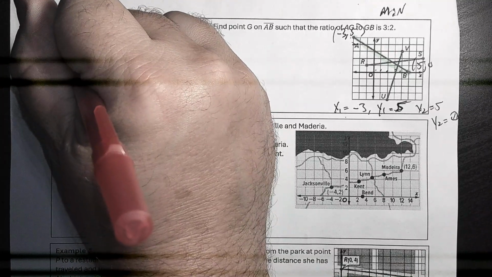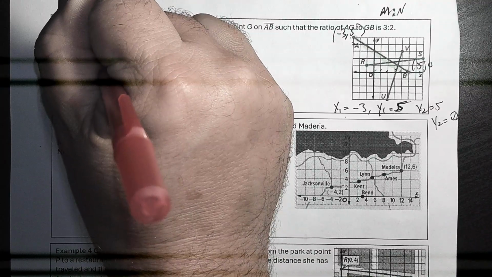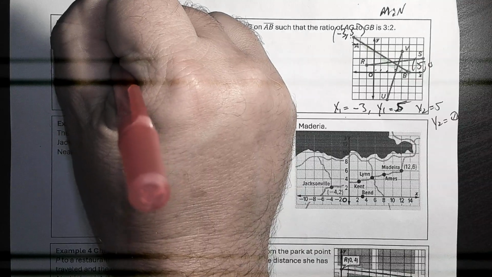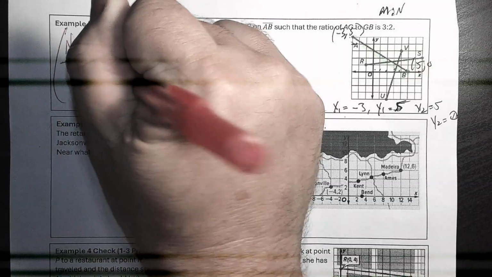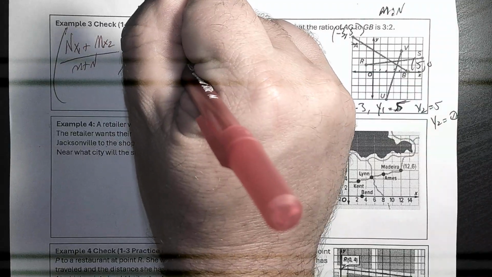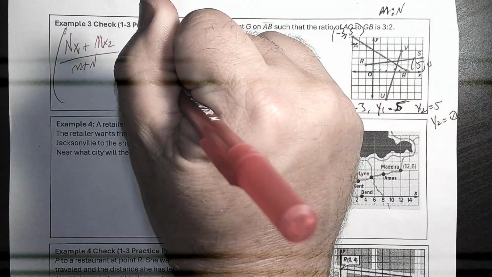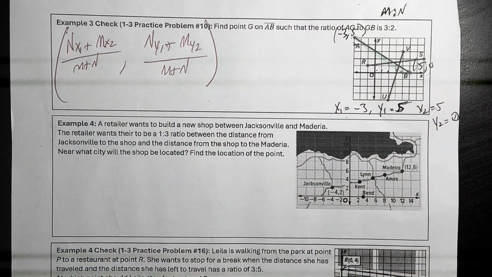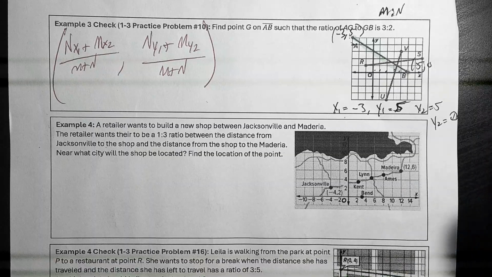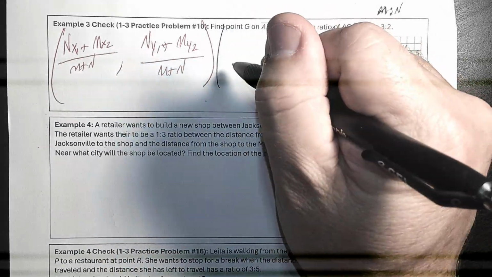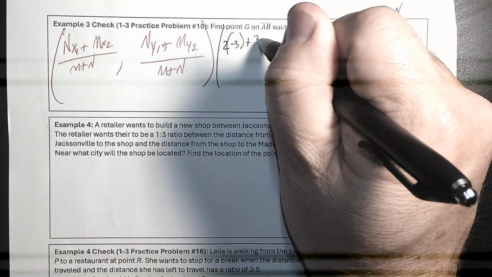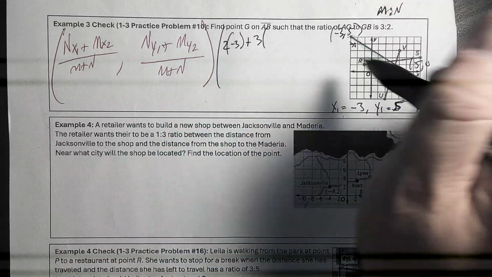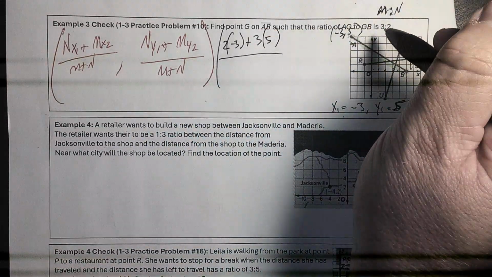So over here, (N x sub 1 plus M x sub 2) divided by (M plus N), comma, (N y sub 1 plus M y sub 2) over (M plus N). So I'm just going to plug all these guys in. I start with N. N is 2. X1 is -3, plus M is 3. X2 is 5. M and N are 3 plus 2.